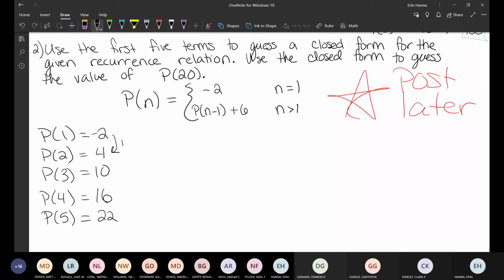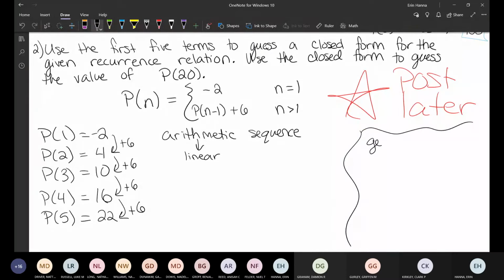Notice that all of these terms are increasing by 6, because that was the point of the recursion. So this turns into an arithmetic sequence, and when it's arithmetic, that gives us a linear function. Side note, if it was geometric, where each term is multiplied by something to get the next term, that's what gave us our exponential function. Remember, that looks like some original number times r to the t.